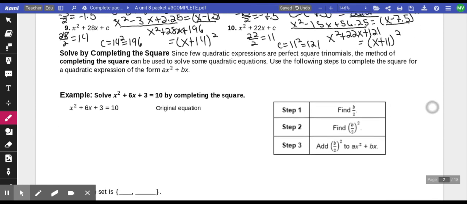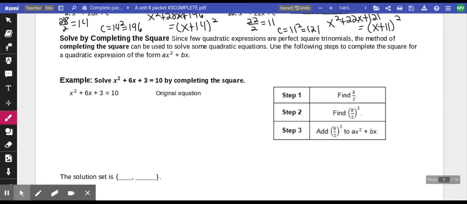Now that we know how to complete the square, we're going to look at solving by completing the square. Since few quadratic expressions are perfect square trinomials, the method of completing the square can be used to solve some quadratic equations using the following steps to complete the square for a quadratic of the form ax squared plus bx. If we want to solve x squared plus 6x plus 3 equals 10 by completing the square, the first thing I'm going to do, I didn't put it over here, but I like to first of all subtract 3.